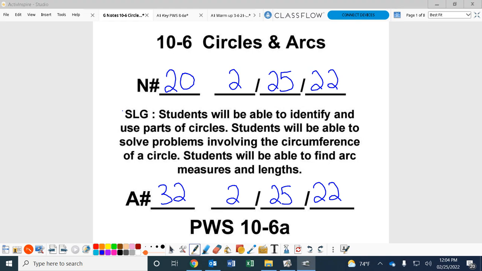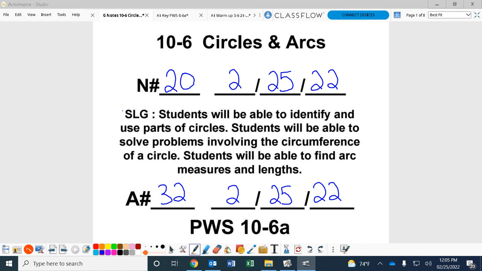Today we're going to get more into circles, guys. We've done circles before. We've done vertical angles in circles. We've done the circumference. We've done the area with circles. We've talked about radius and diameter and lots of different things. So this set of notes is going to encompass some of the things that we need to review.